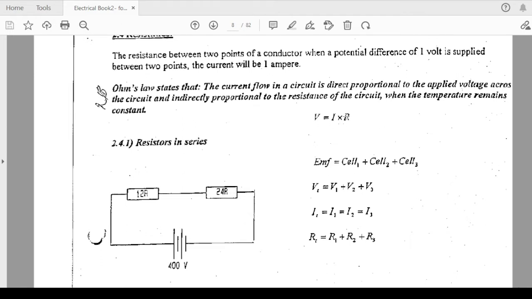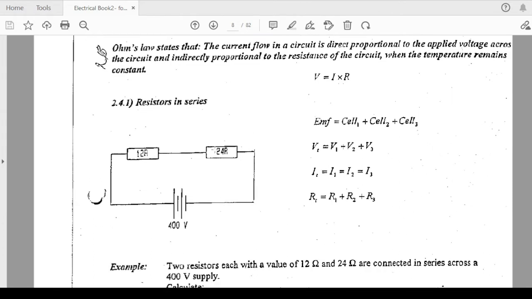Then voltage and resistance, they are directly proportional. When the resistance is high, the voltage increases also. Voltage drop, we call it a voltage drop. R and V, they are directly proportional. The higher the resistance, the higher the voltage drop. And then current and resistance, they are not directly proportional.